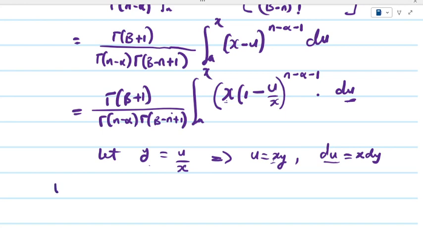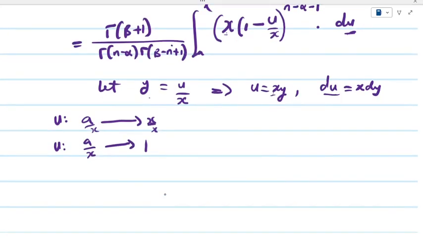Initially we have our limit for u to be a to x. If we divide both sides of this by x, we are going to have a over x to 1. So this will now be our limit for the value of y.